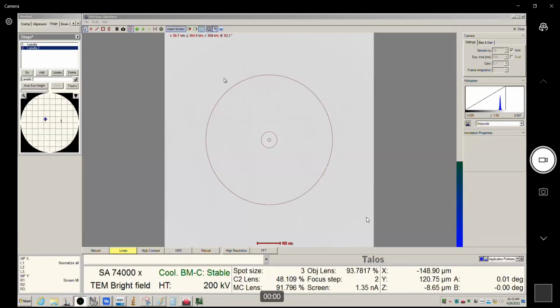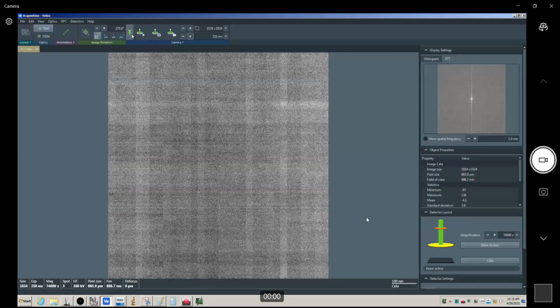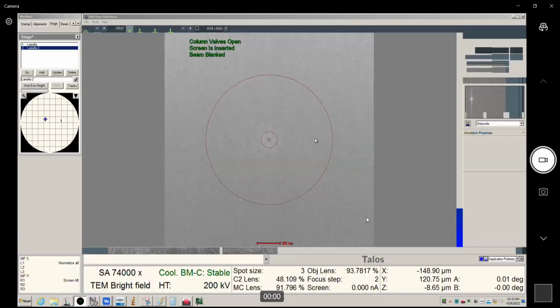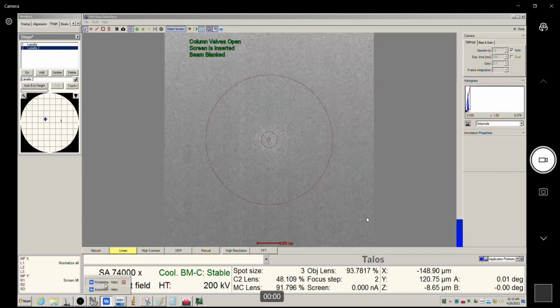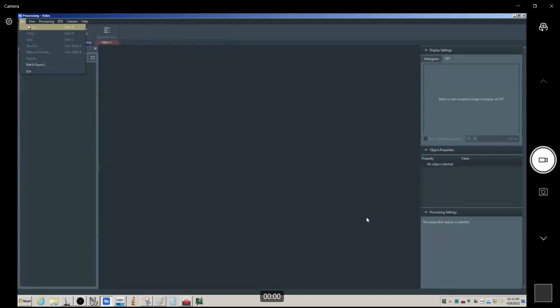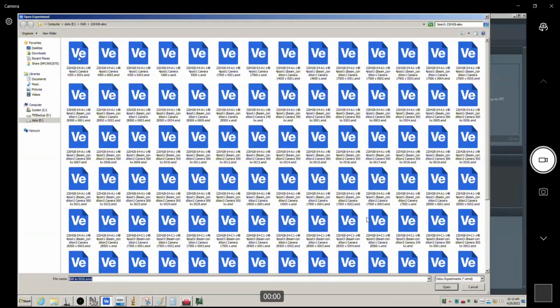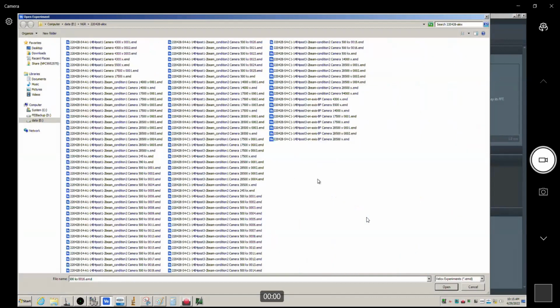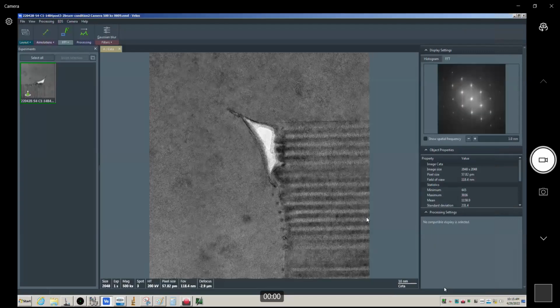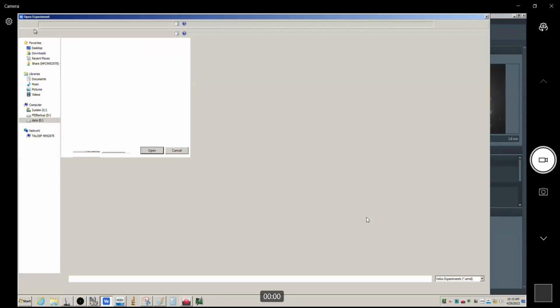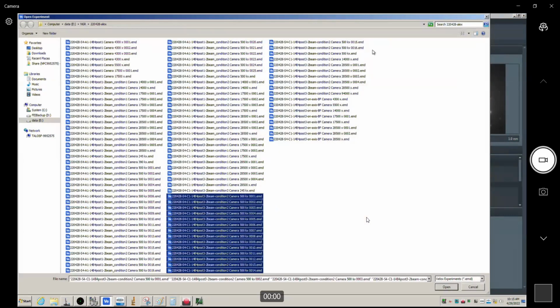There's another thing. Let me go back here to acquisition and blank the beam, because that's good practice. While we're not actually using it, we want to blank the beam off. I'm going to open up an image, one of the images I took yesterday. Let me open up a better one here. Open up a few of them.